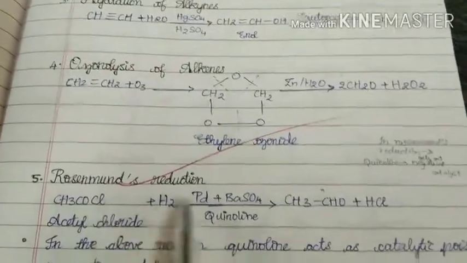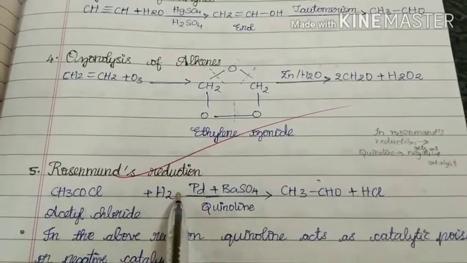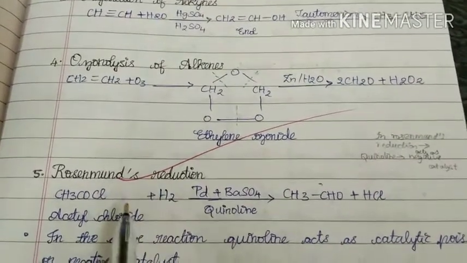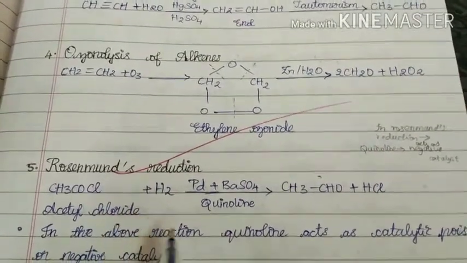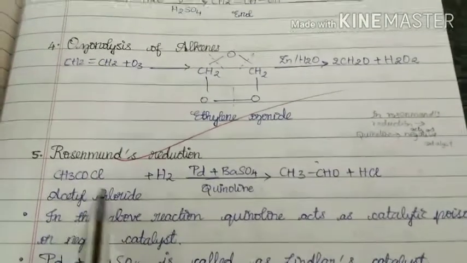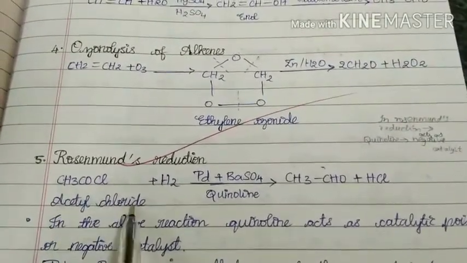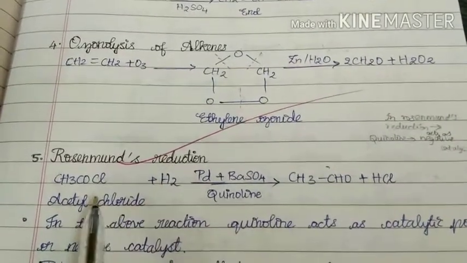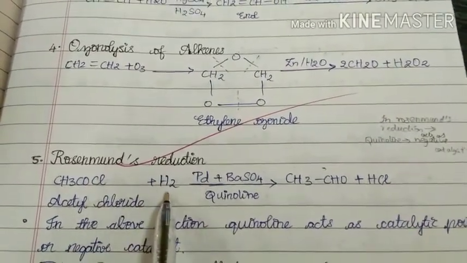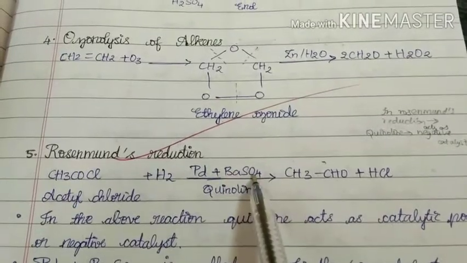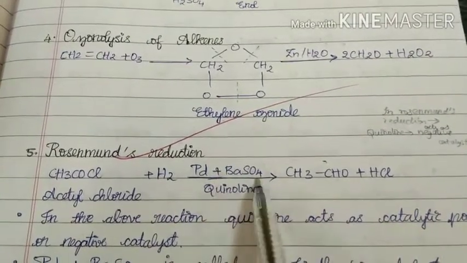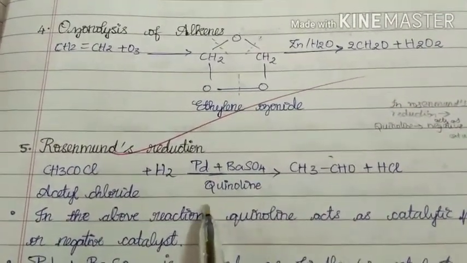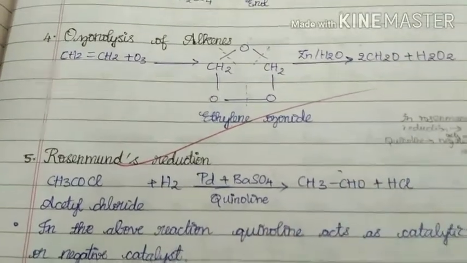Next, Rosenmund reduction. This is also very important because this is one of the named reactions. In this reaction, we take CH3COCl. Its name is acetyl chloride. Reduction means addition of hydrogen. When this compound reacts with hydrogen in the presence of palladium barium sulfate and quinoline, then we get acetaldehyde. How?